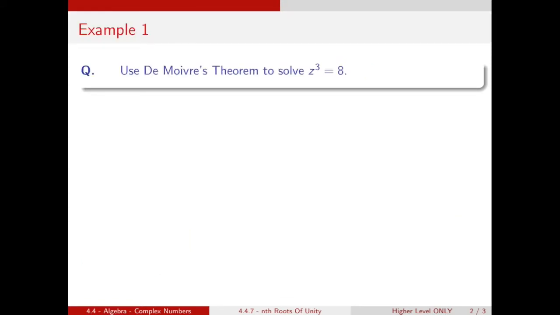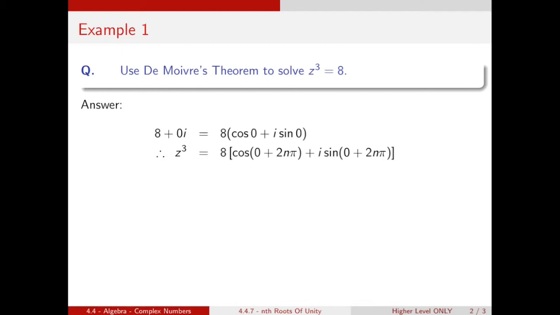Previously we saw how to solve z to the power of 3 equals 8. Now we're going to solve it using de Moivre's theorem. So firstly we need to write our right-hand side in polar form. So 8 is 8 plus 0i, which becomes 8 cos 0 plus i sine 0.